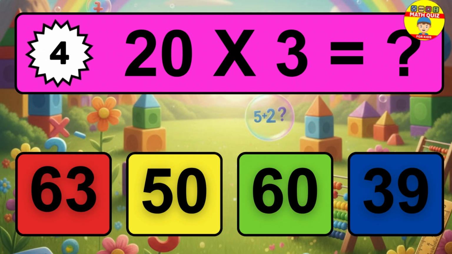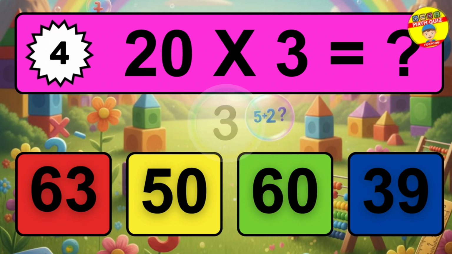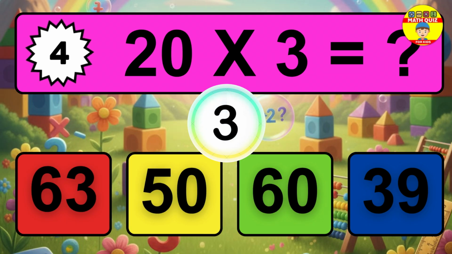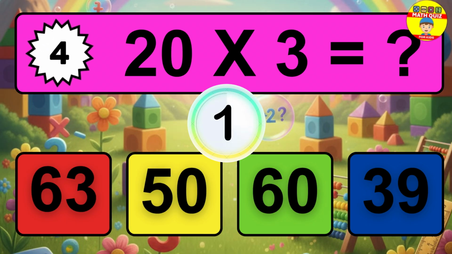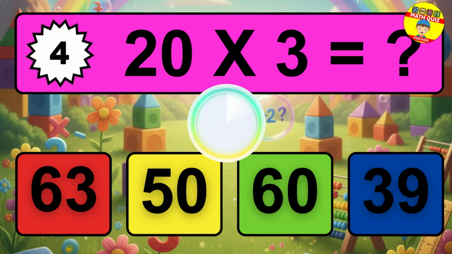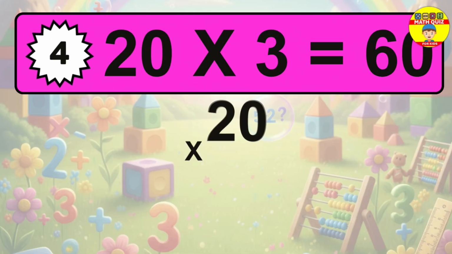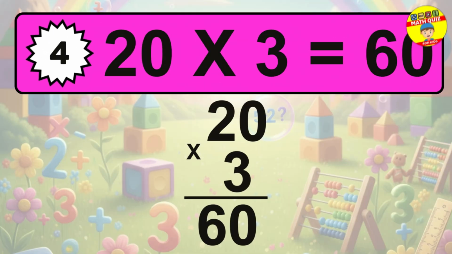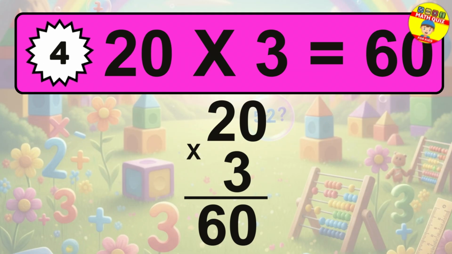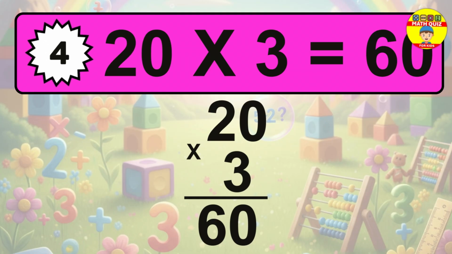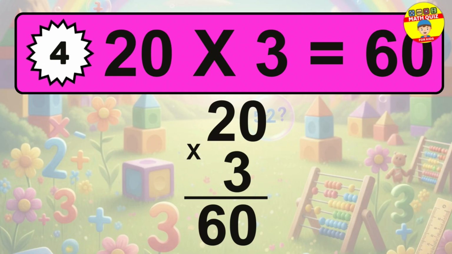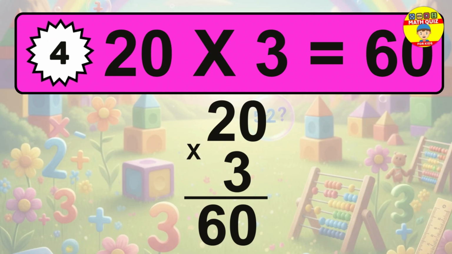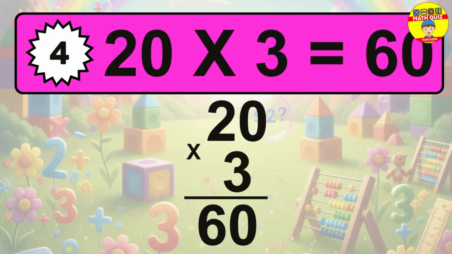Question 4. 20 times 3 equals what? So, the answer is 20 times 3 is 60. To calculate, we have 20 groups with 3 balls each one. So, how many balls do we have? 60 balls.